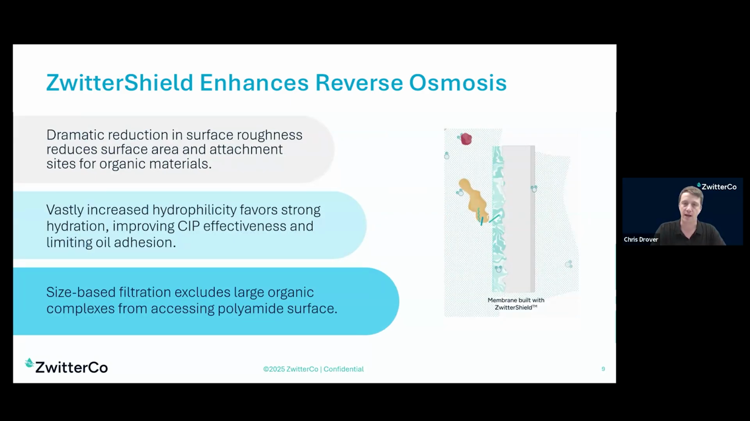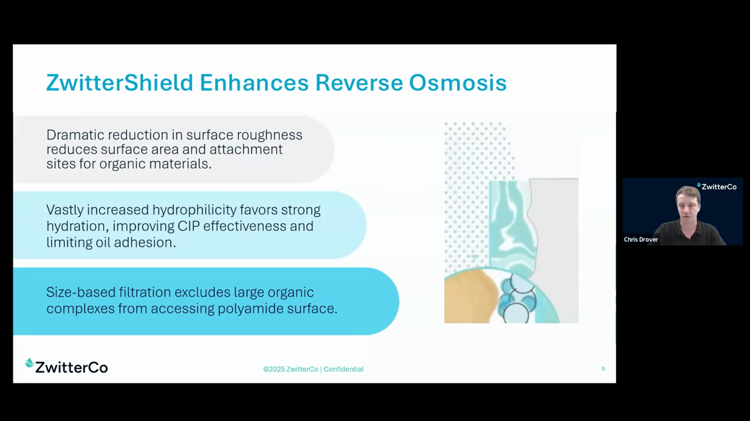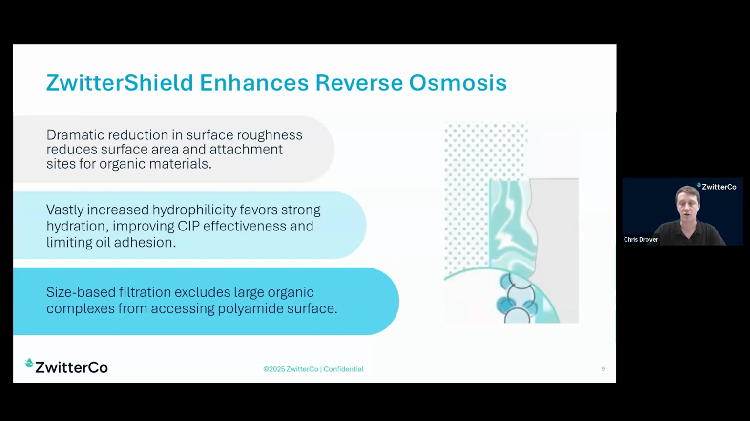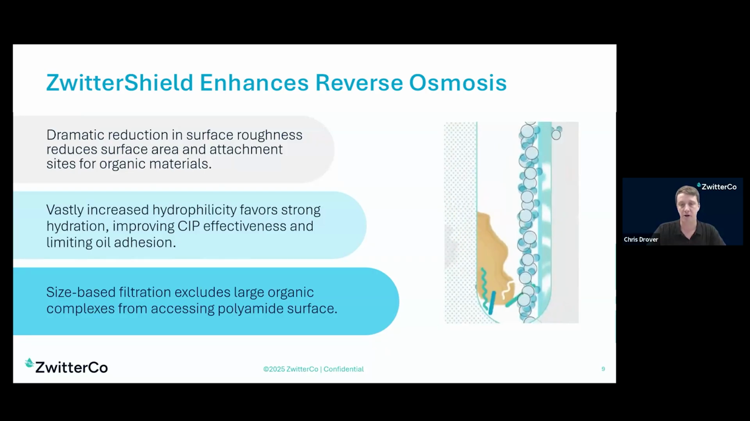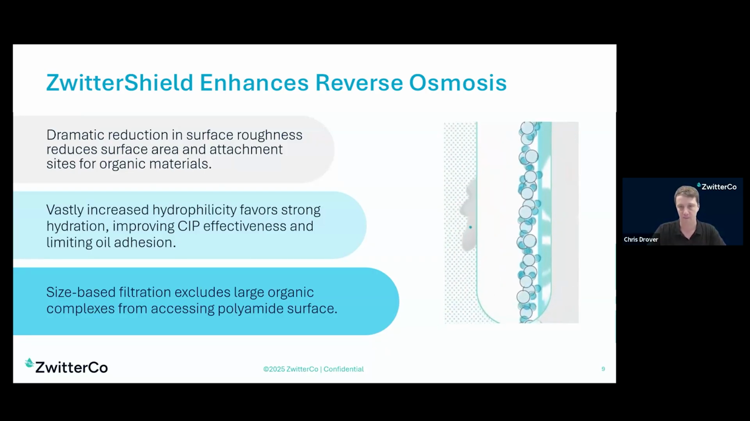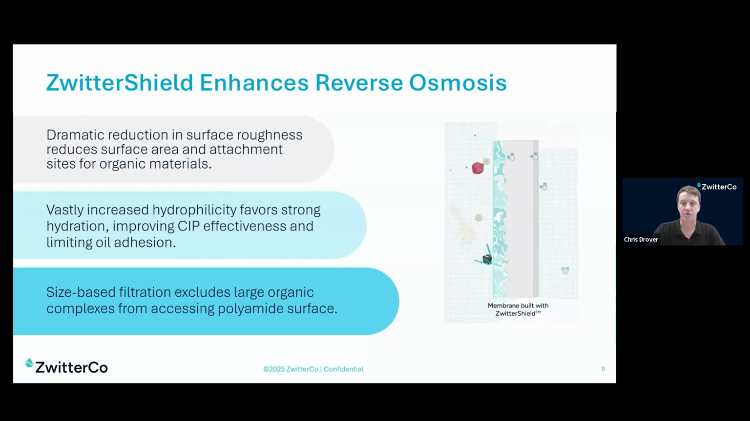With ZwitterShield, we can enhance brackish water RO by providing a dramatic reduction in the surface roughness, a huge increase in the hydrophilic character of that surface, and effectively a UF class barrier that prevents larger organics and colloids from ever contacting the polyamide membrane underneath. Put together, these features provide a step change in performance for brackish RO systems that are struggling with organic fouling. And I want to share a little bit more about these different attributes and go over some of the scientific data that illustrates why it works and show why this technology is so powerful.